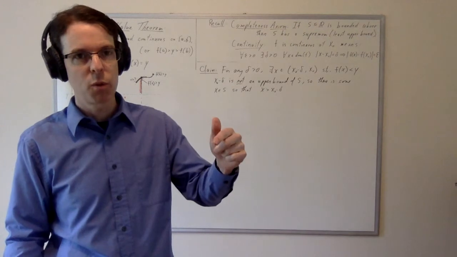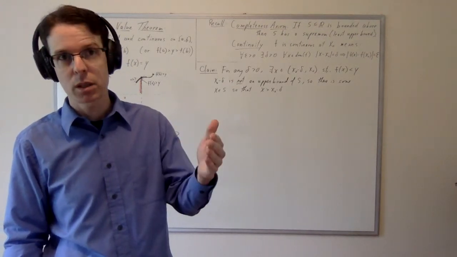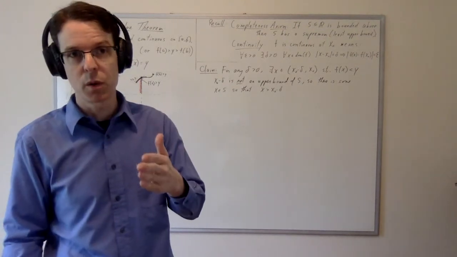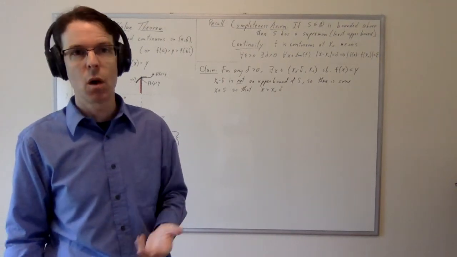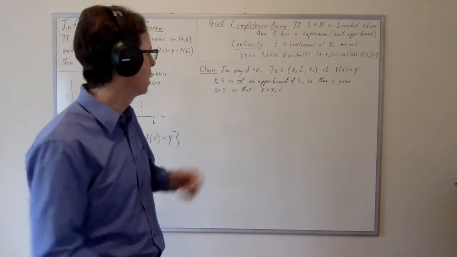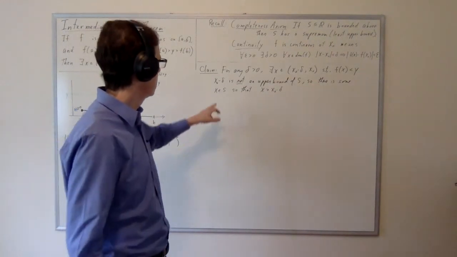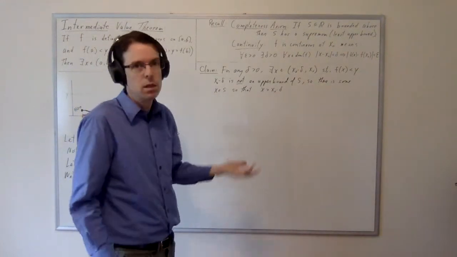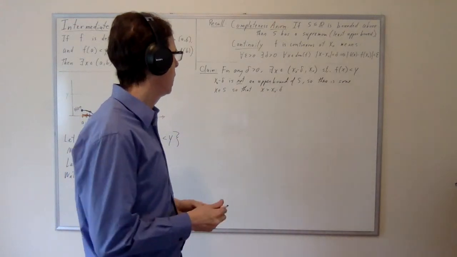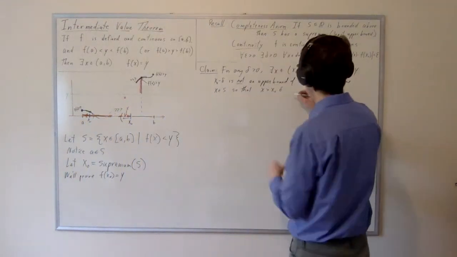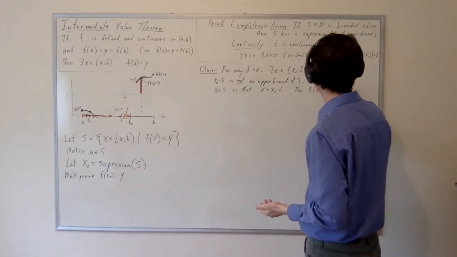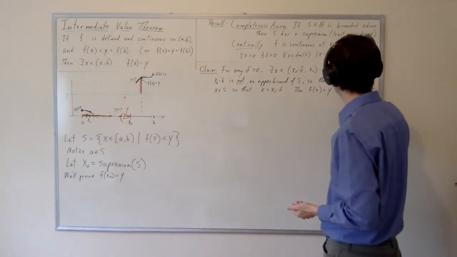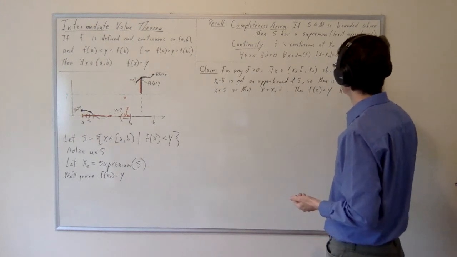x naught is the supremum. Anything less, like x naught minus delta, for example, is not an upper bound because it's less than the lowest upper bound. And if it's not an upper bound for the set S, then there's an element of the S that exceeds that value. And then what does it mean that x is in S? So then f of x is less than y because it's in S, right? Because x is in S.